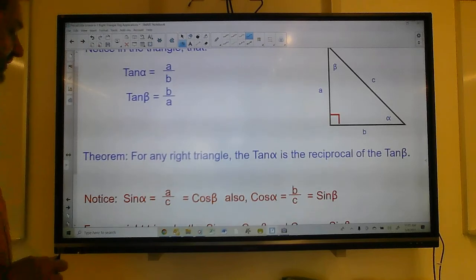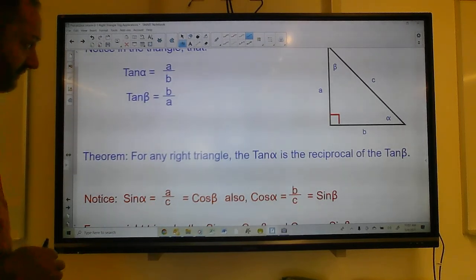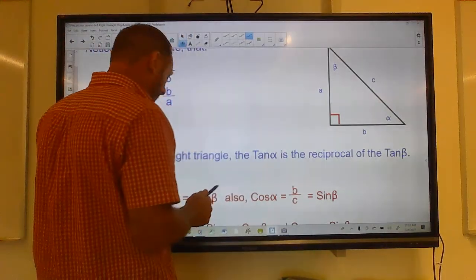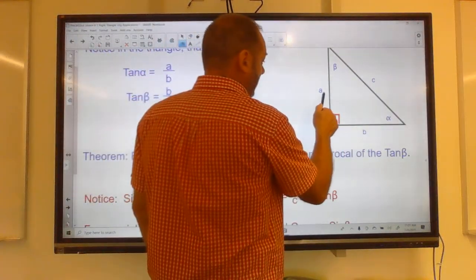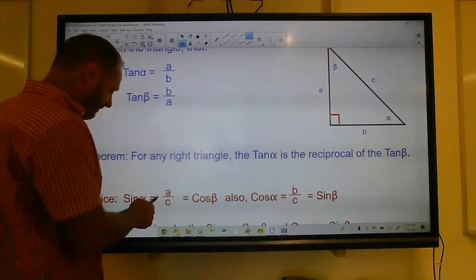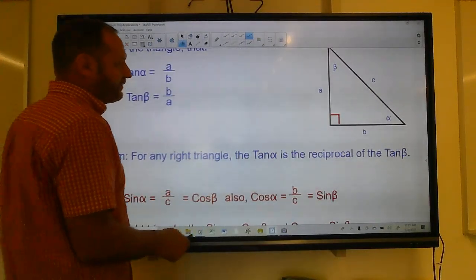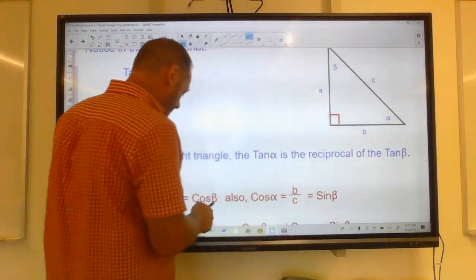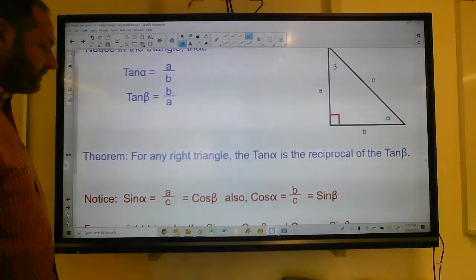Now, it's also true that the sine of alpha is going to equal the cosine of beta. So let's take a look at that. The sine of alpha would be the opposite A over the hypotenuse C, so we get A over C here. But the cosine of beta would be its adjacent, which is A, over the hypotenuse, which is C. So those are the same thing.